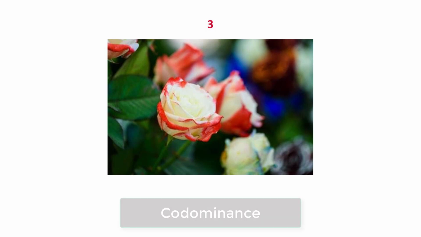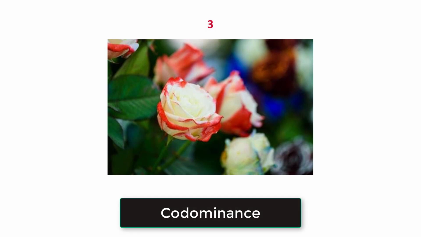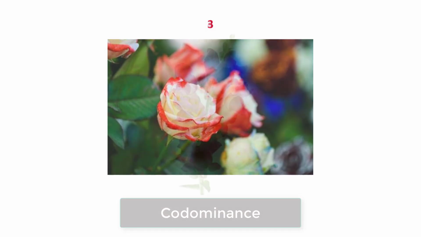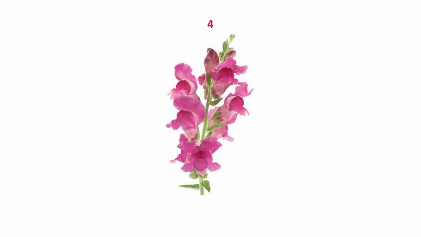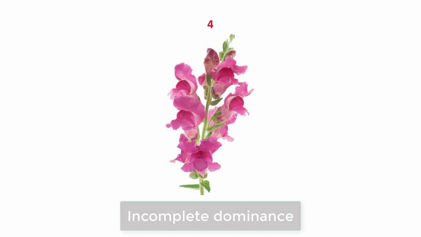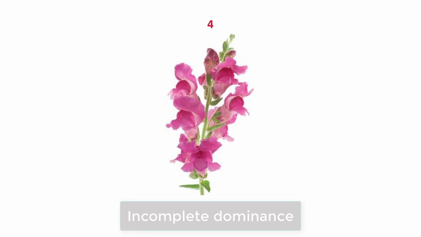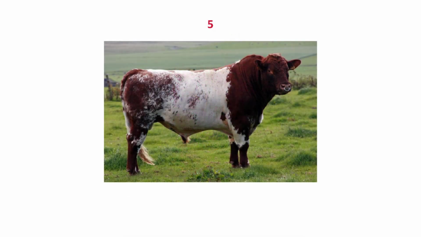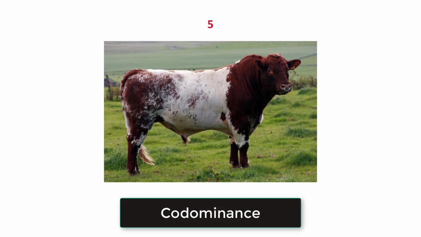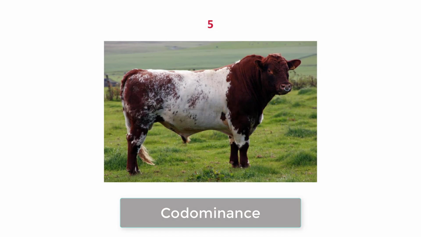The third picture shows a flower with red and yellow petals. Hence we can say that it is an example of codominance. The fourth picture shows a pink flower. As we know that pink flowers are a result of a white and a red flower, hence we can say that it is an example of incomplete dominance. The fifth picture shows a cow with patches of two different colors on the body, that is red and white colors, hence it is an example of codominance.